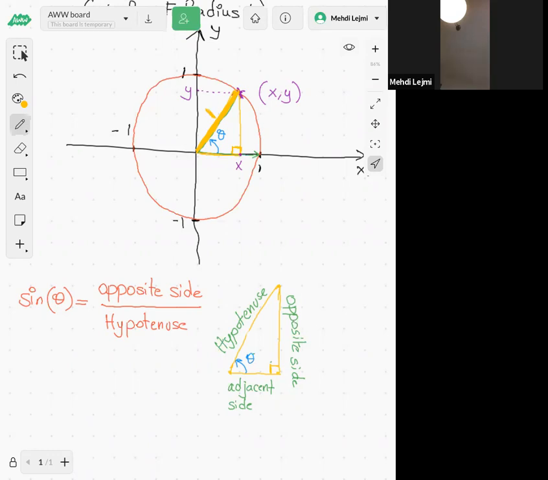So the length of the hypotenuse is equal to 1. This is equal to 1 because it's just equal to the radius, and we are taking a unit circle, so the radius is 1 unit. All right. Now, what's the length of the opposite side? The opposite side, of course, is this one here.